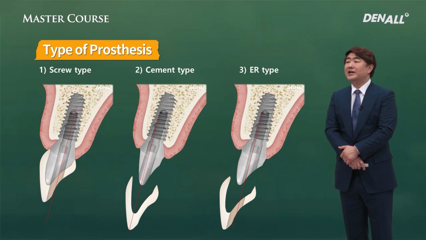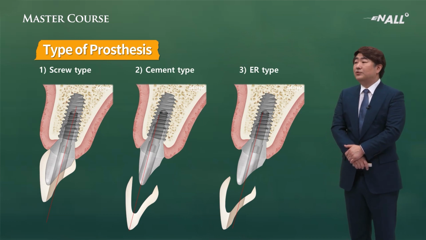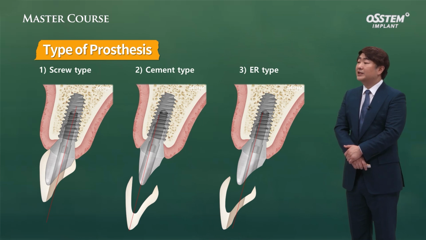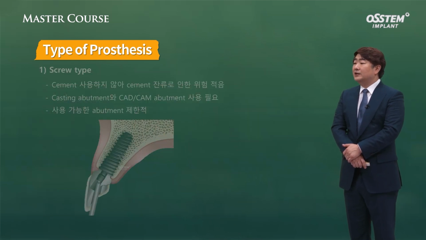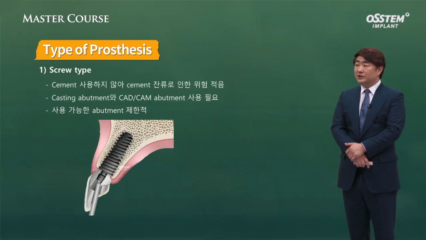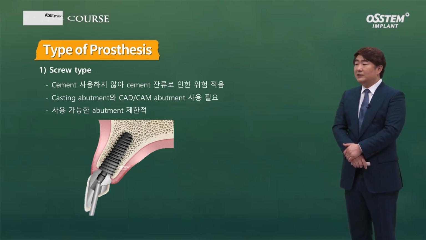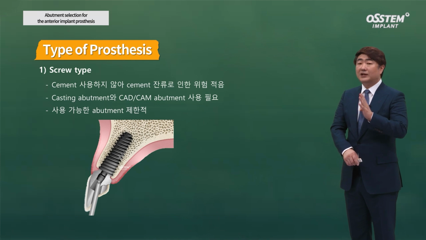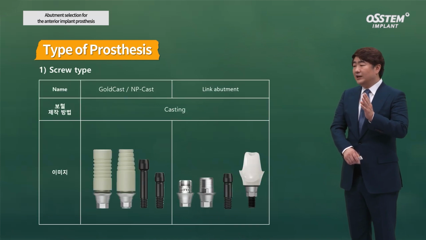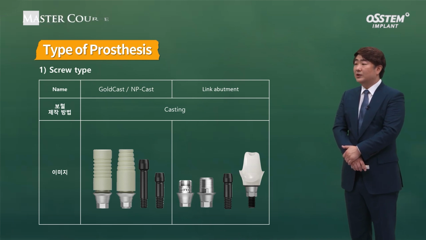And about the abutment with the prosthesis type, you have screw, cement, and ER types, and the screw type is a bit different compared to the ER type. Crown and abutment come as one, but only MP casting, gold cast, or link abutment can create this. So only two options are available for this type of approach.